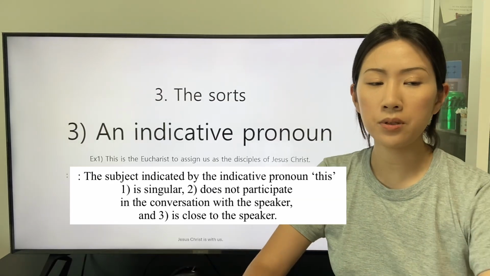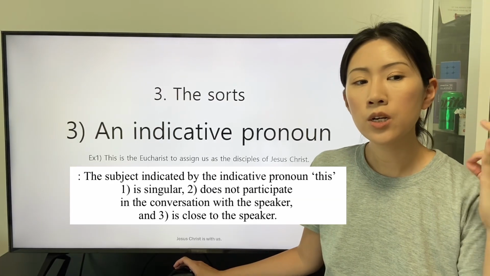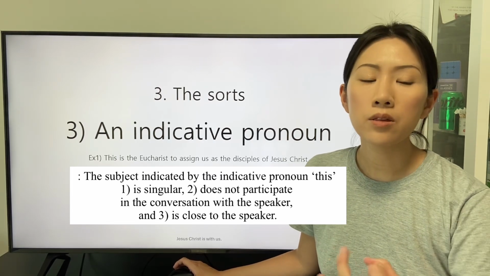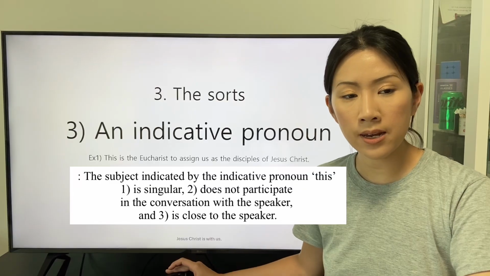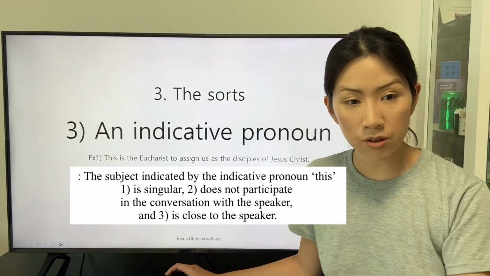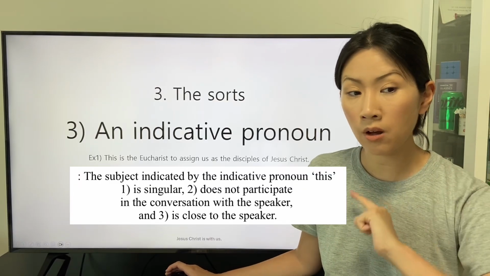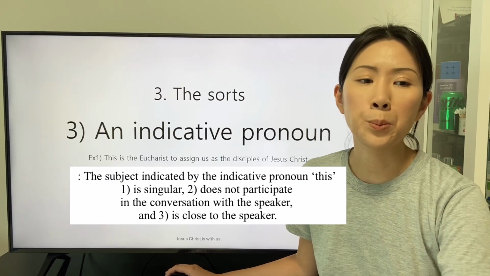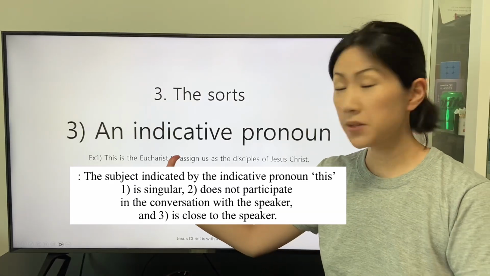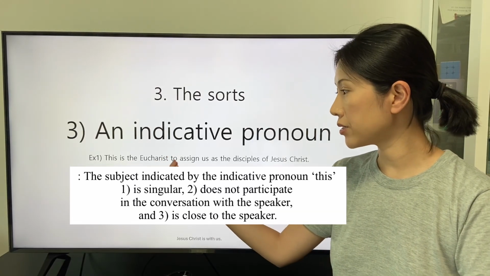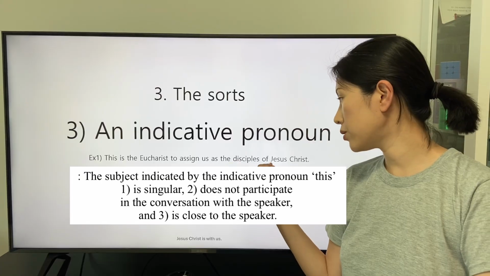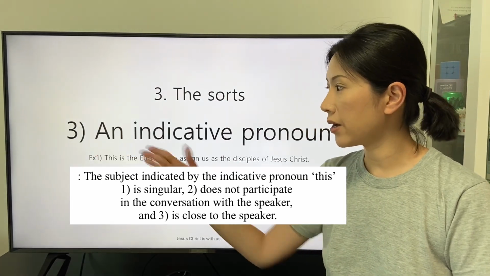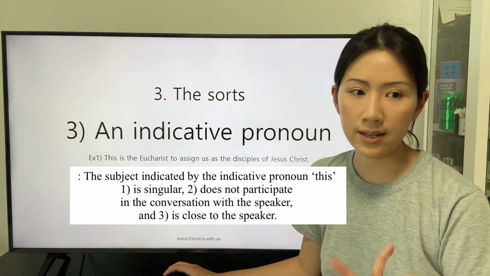There is an example. This is the Eucharist to assign us as the disciples of Jesus Christ. The subject indicated by the indicative pronoun this is singular, does not participate in the conversation with the speaker, and is close to the speaker. The subjective complement, the Eucharist, to assign us as the disciples of Jesus Christ, defines the subject indicated by an indicative pronoun this.